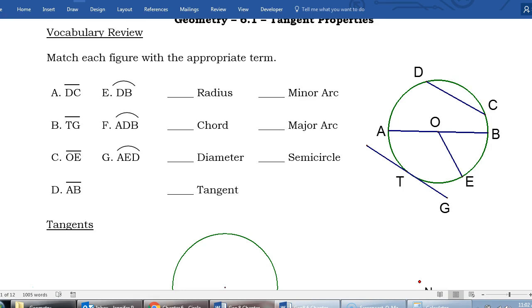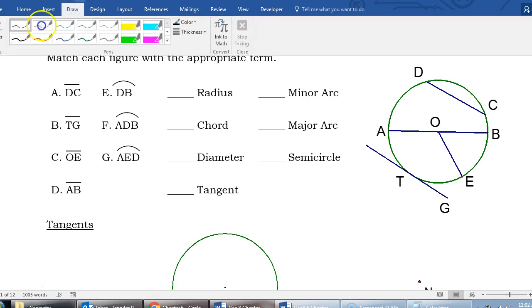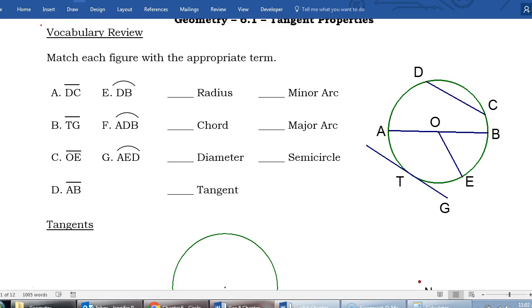So I'm going to start with DC. If I look at my circle, I see DC. Let's go with red. DC is right here. So we're looking for, what do we call a segment in a circle that connects 2 points on the circle? And that is called a chord.